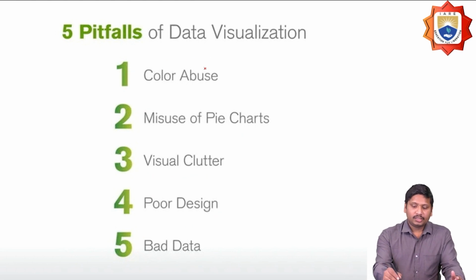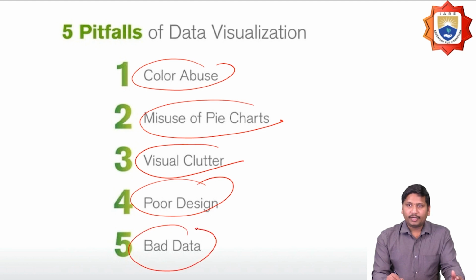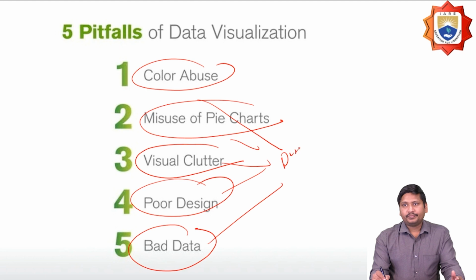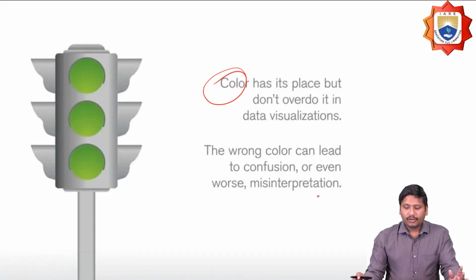So the very first thing is color abuse, then misuse of pie charts, visual clutter, poor design, and bad data. So these are the 5 disadvantages of data visualization. So color abuse: the very first thing is that color plays a vital role in data visualization, and the wrong color may lead to confusion and even worse, misinterpretation.